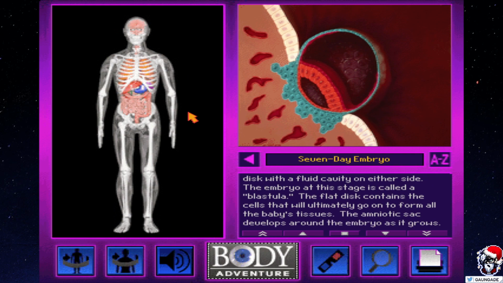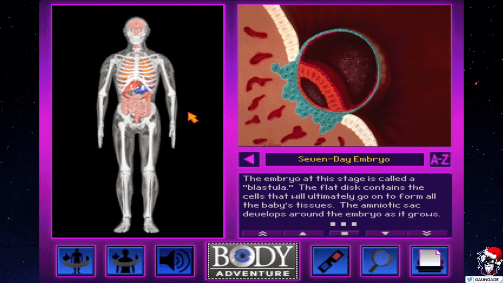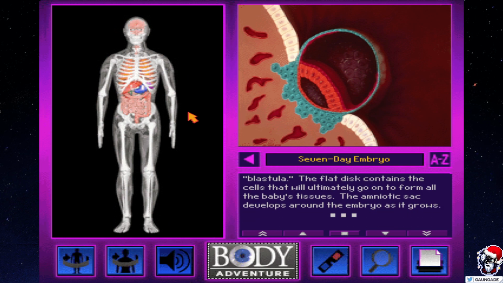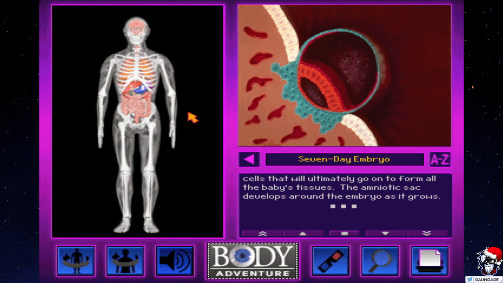The flat disc contains the cells that will ultimately go on to form all the baby's tissues. The amniotic sac develops around the embryo as it grows.